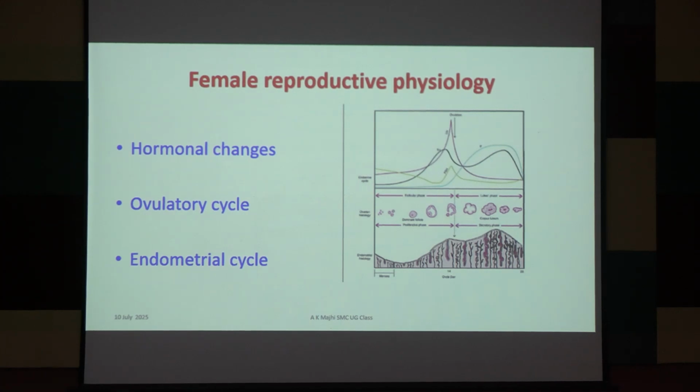But this is the typical picture. Oligomenorrhea. Have you understood, everyone? This is a very important thing. It is the typical picture of polycystic ovarian syndrome.